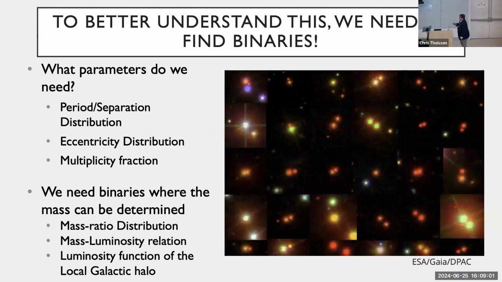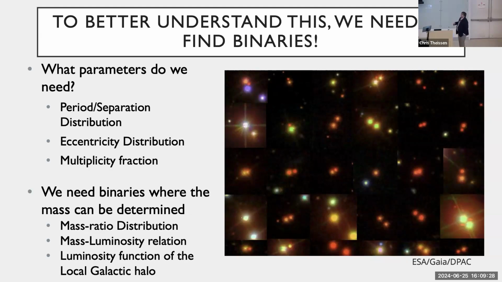And in order to do this, we need to get a couple of different parameters. We need the period distribution of these binaries in the galactic halo. We need the eccentricity of those binaries. We need to know actually what the multiplicity fraction of the galactic halo is, because that's still not precisely determined. Critically, we need binaries where we can determine the mass, because we really don't know what the mass ratio distribution of binaries in the galactic halo is. We don't know what the mass luminosity relation or the luminosity function are.